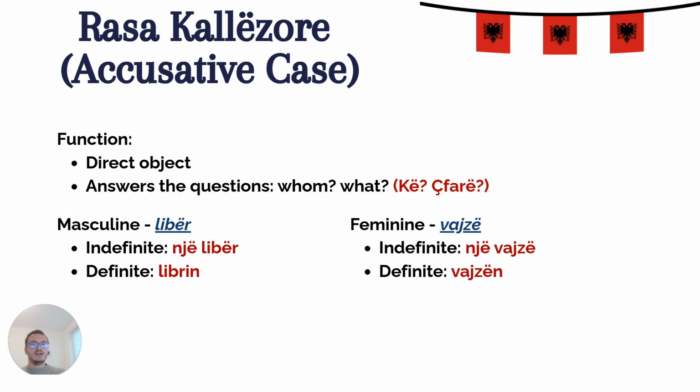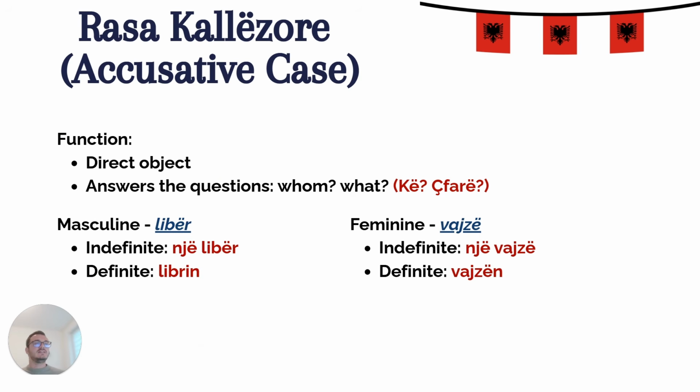Rasa kallëzore. The noun in the accusative case has the function of a direct object, and it answers the questions whom or what. Kë, çfarë. Kë for people, çfarë for things. Masculine noun, liber. In the indefinite, një liber.